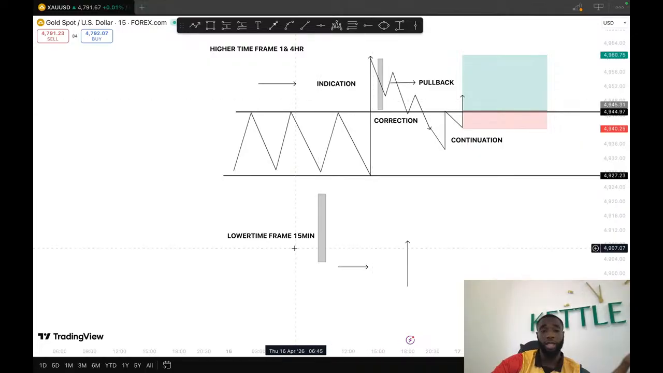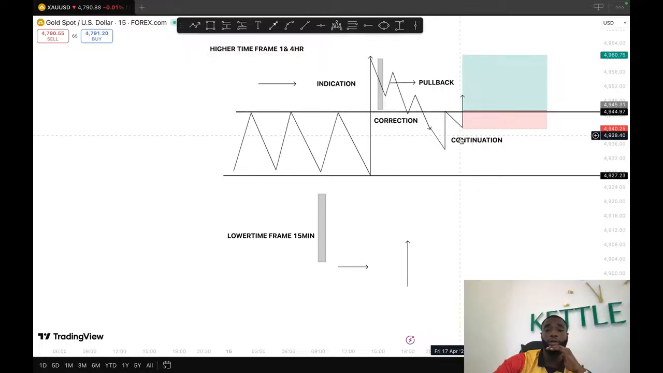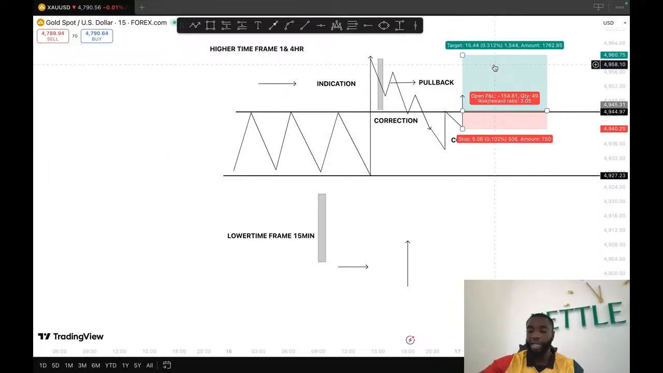You wait for the market to pull back, have this correction, show you that the correction is over, because now price is not making any more lower highs. Now price is making higher lows and higher highs. You take the trade and you just aim for your initial indication level, stop loss below the previous higher low level. And then there you go, your easy 1 is to 3.